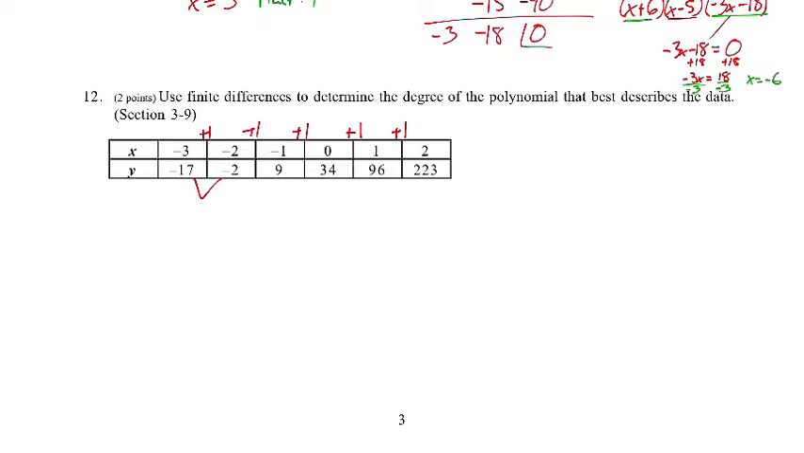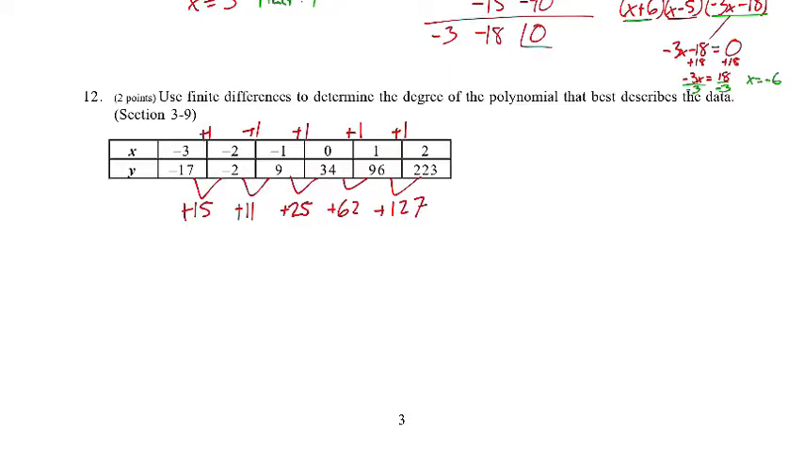So negative 17 going to negative 2, we have to add 15. Remember to include your signs there. It's going to make a big difference. So negative 2 to 9, that means we're adding 11. Going from 9 to 34, we're adding 25. Going from 34 to 96, we're adding 62. And going from 96 to 223, we're adding 127.